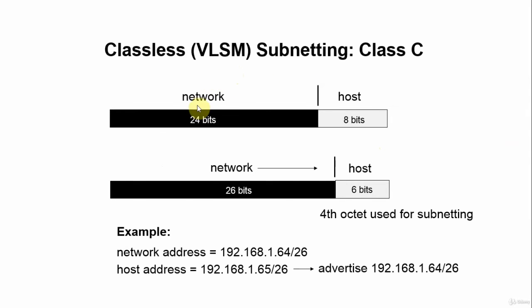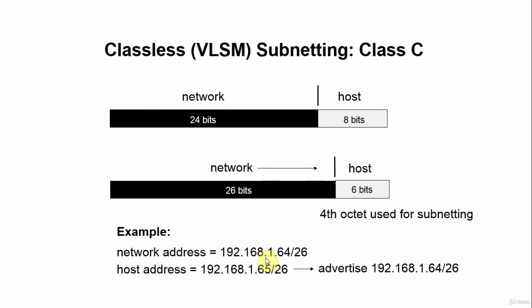So VLSMs, for example, here's 24 bits, so we know that's a Class C default mask with 24 bits network. Now if I move this over to include 2 bits in the fourth octet, so now I've only got 6 bits for the host, and 2 bits I'm going to use for subnetting. And that's basically all it is. It's just moving it into the octet where typically host bits are assigned.